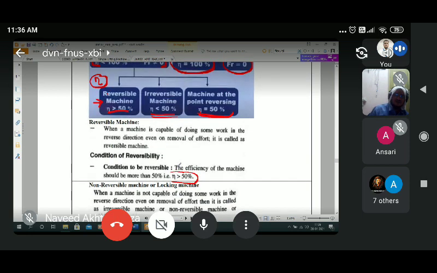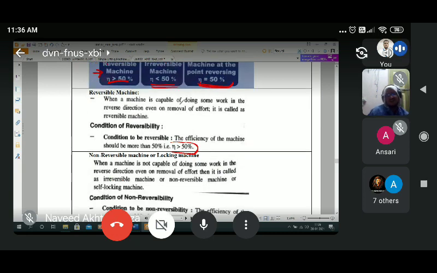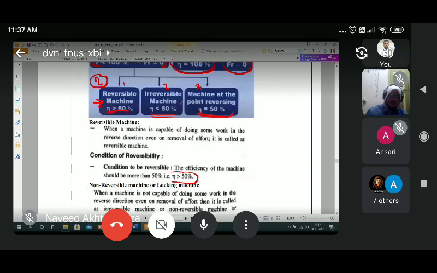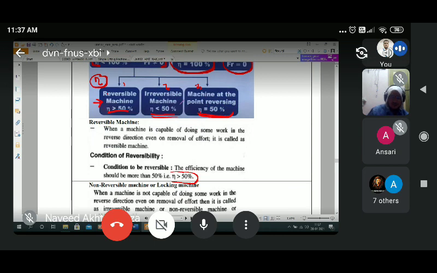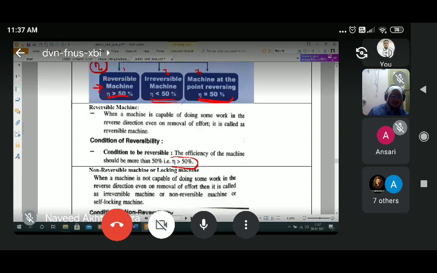non-reversible, irreversible. You can say type 2 here, and type 1 is reversible, and type 3 machine is at the point of reversing when the efficiency is exactly equal to 50%. So I think you understand now the types of machine based on the efficiency and their conditions of reversibility and irreversibility are explained.